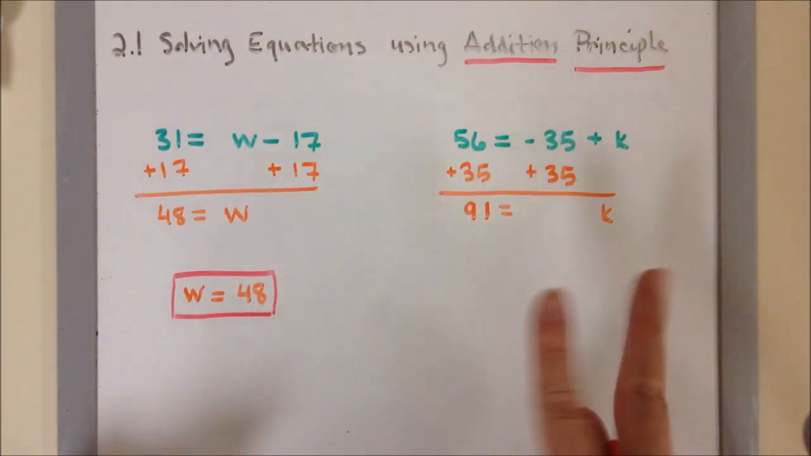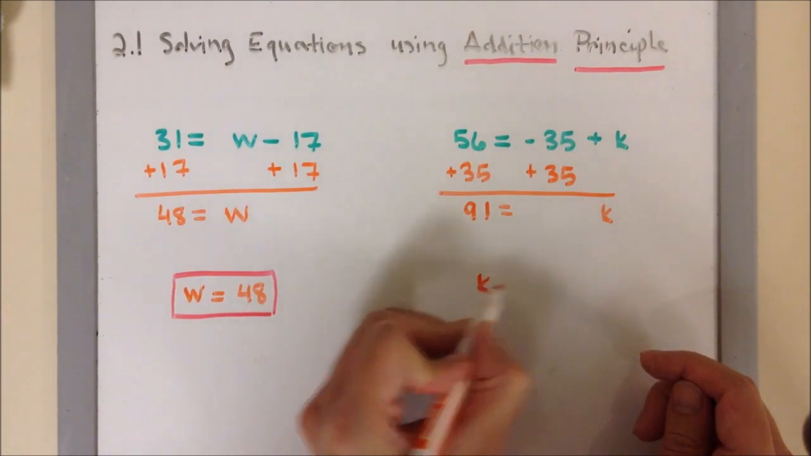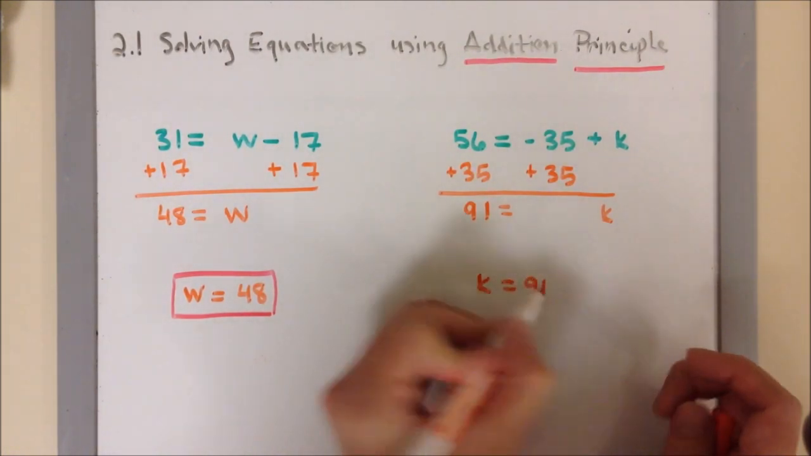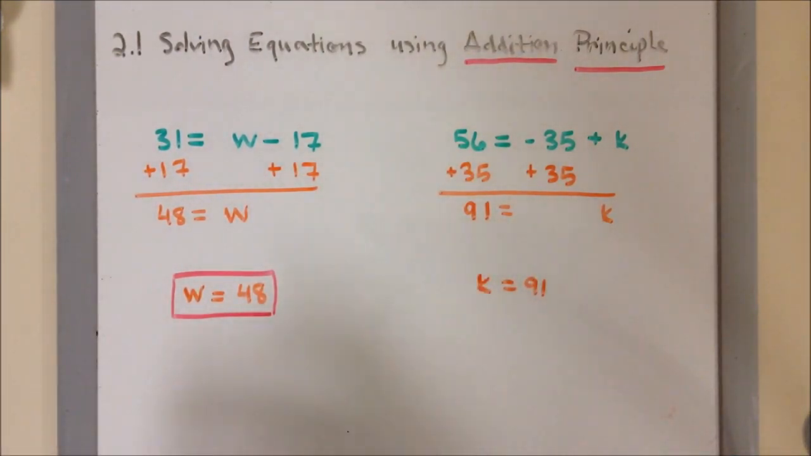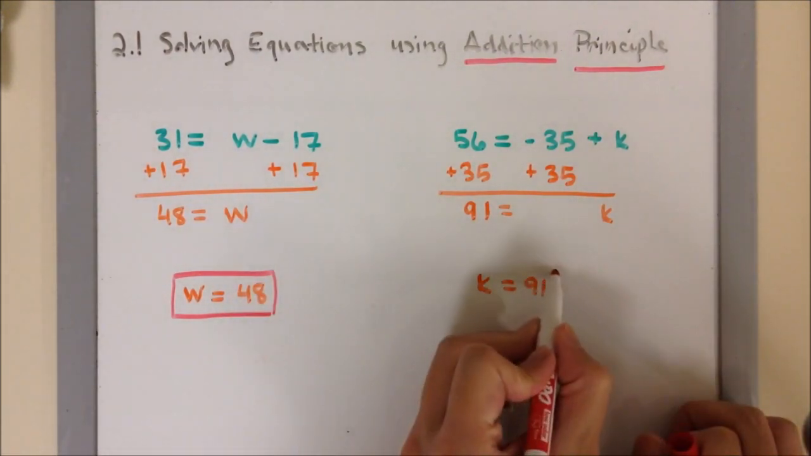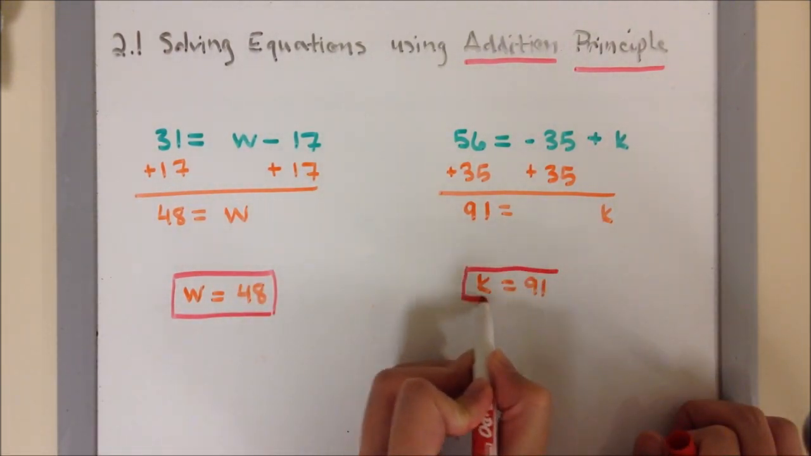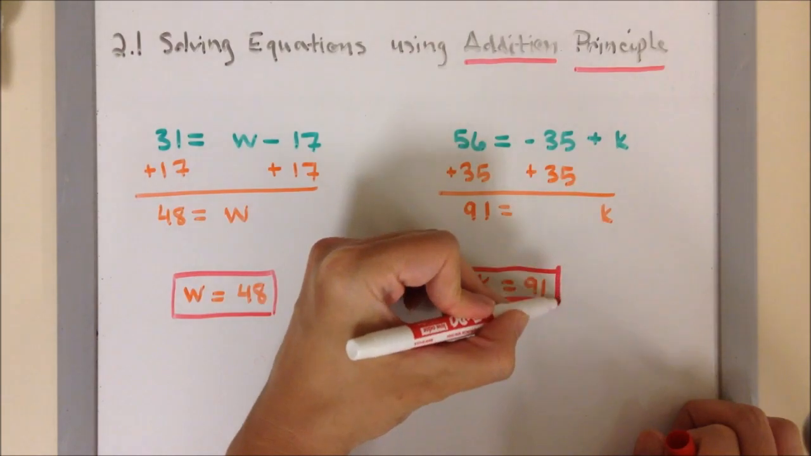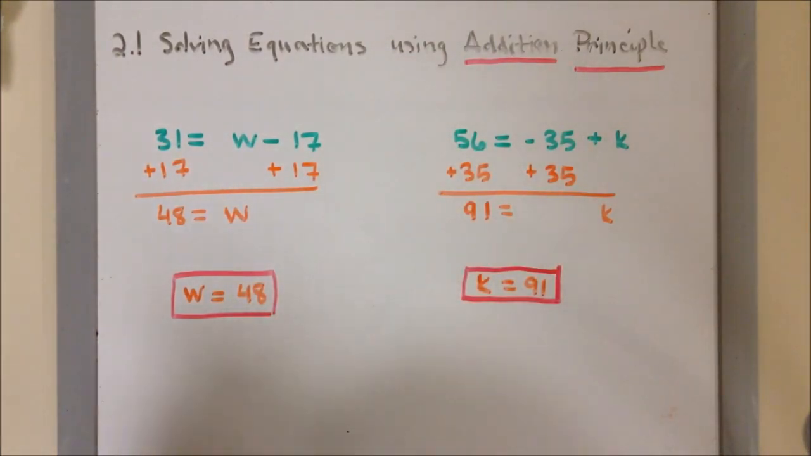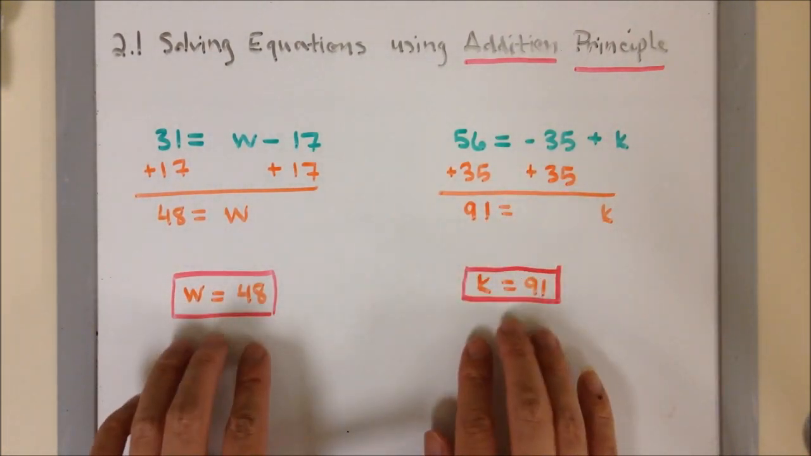Well, I want to do the same thing. Flip it. k equals 91. And that's pretty much it. So even if the variable is on the right side, you can still solve it using the same operation, the addition principle. And once you get it down to where the variable is by itself, flip it and you just have answers like this.